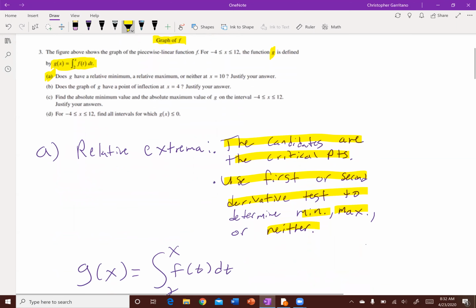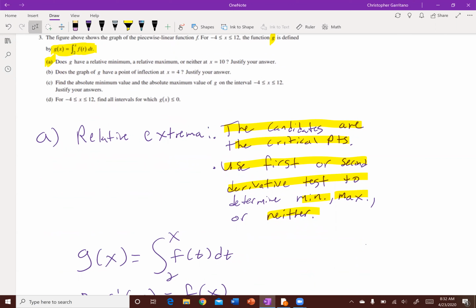All right. So the question is: is there a minimum, maximum, or neither at x equals 10 on the function g? In order to take this point and determine if it's a min, max, or neither, we need to find the derivative of g to use the first derivative test.